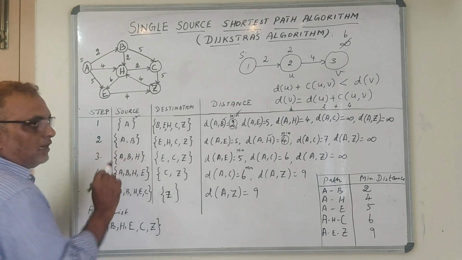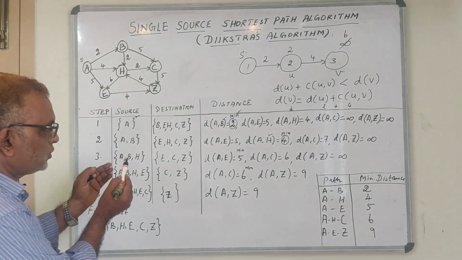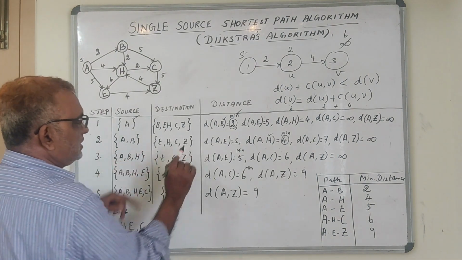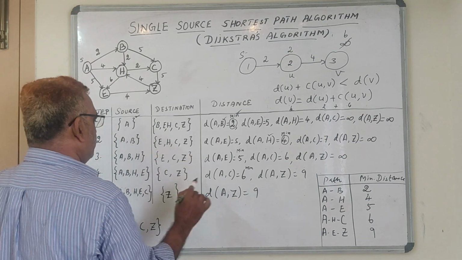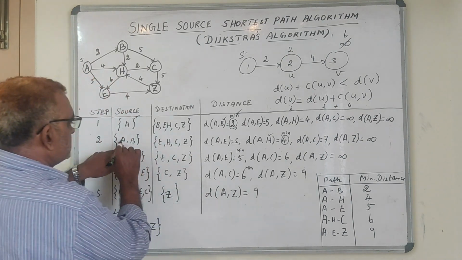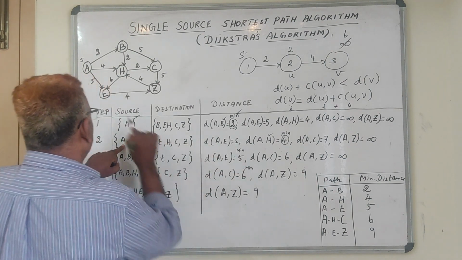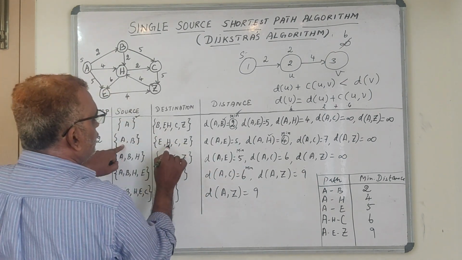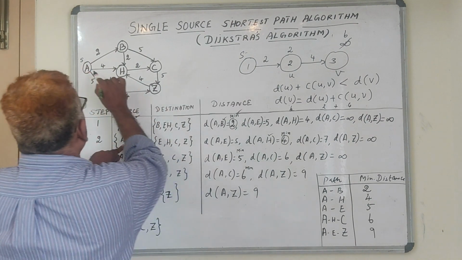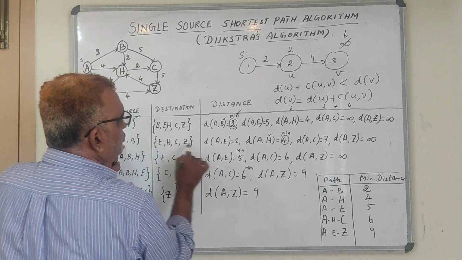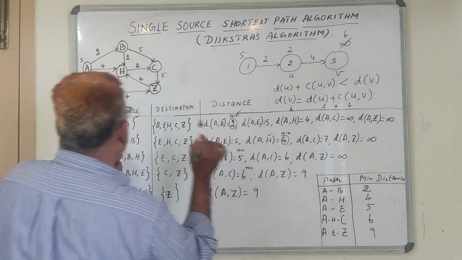So A and B are now the source nodes, and the remaining nodes are the destinations: E, H, C, Z. Now find the distance from A to E. A to E is 5. A to H is 4.